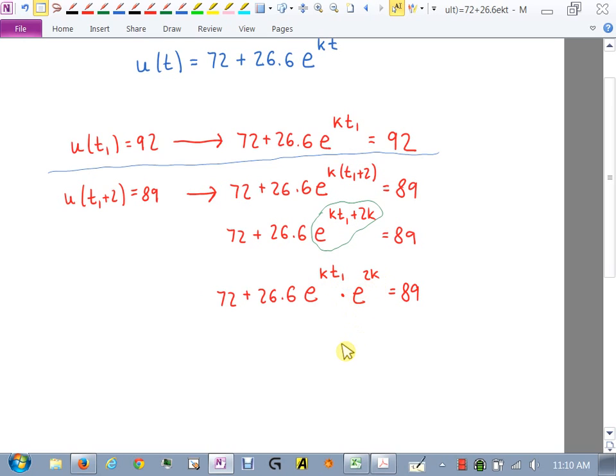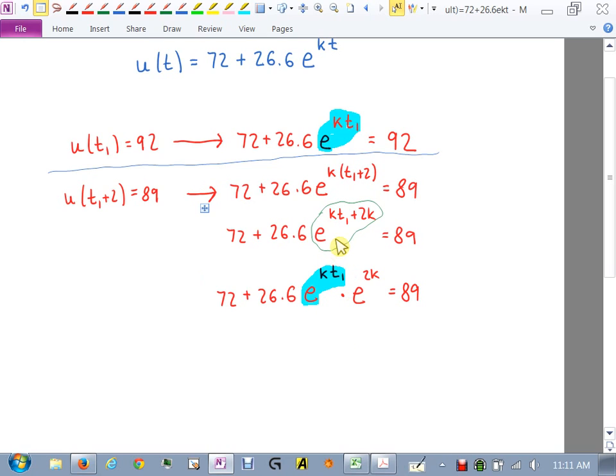Yes? Now, the reason why I did that is because I noticed that up here, see up here? I have e to the kt1 right there. And by doing this, I actually have e to the kt1 right here also. So what I've done is I've made the same thing appear in both. Do you see it? Any questions? Okay, so let's see where I can go with this now.